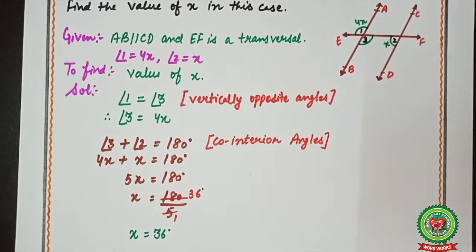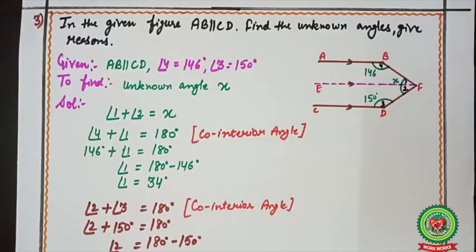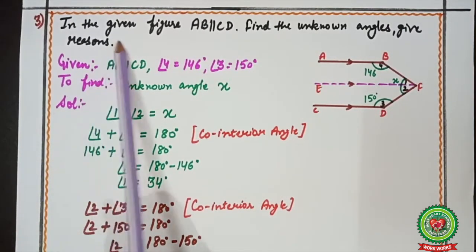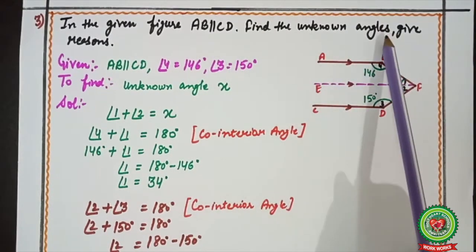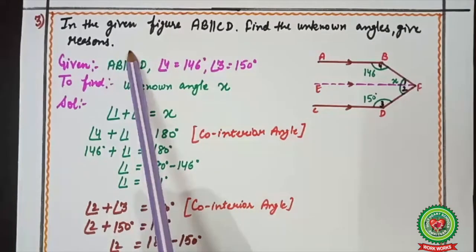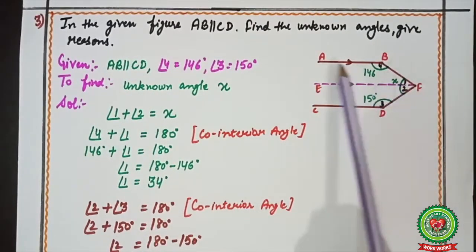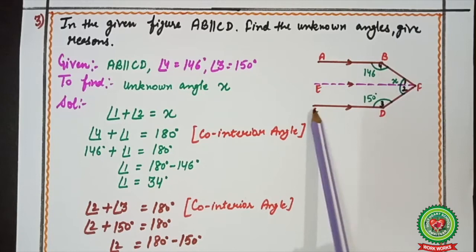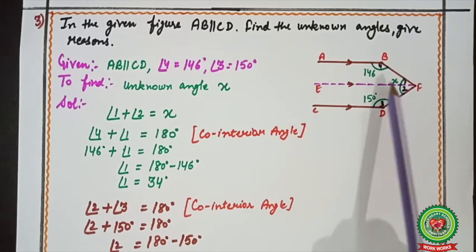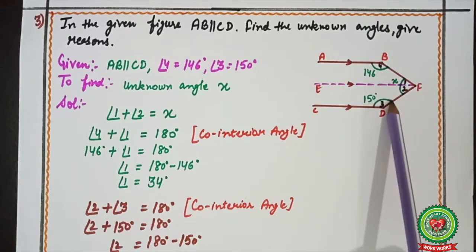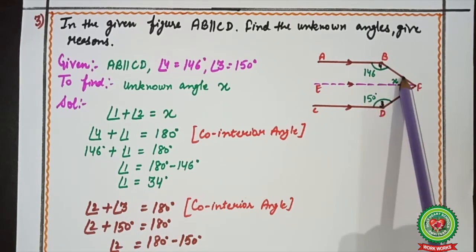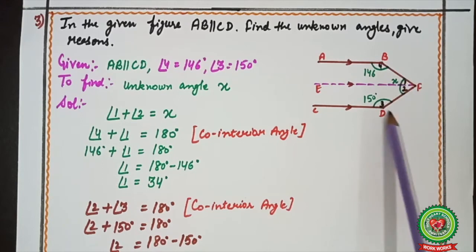So now let's move to the next question. Here is example number 3. In the given figure, AB is parallel to CD. Find the unknown angles and give reasons. Now here you can see this figure in which AB is parallel to CD, right? And in which this angle 146 degrees and this angle 150 degrees are already given. And this x we need to find, right?